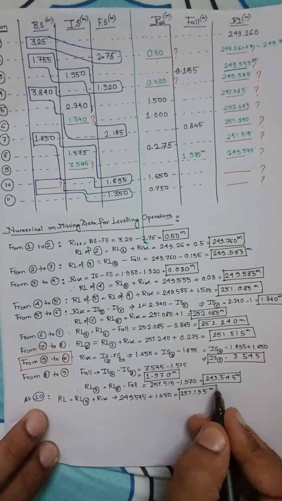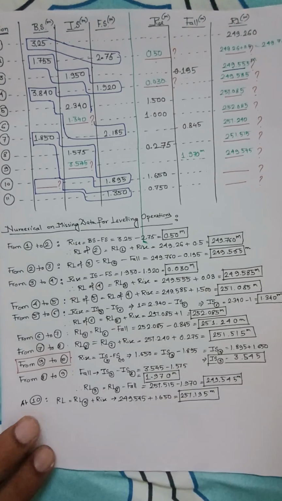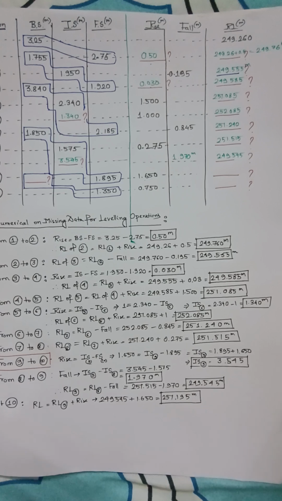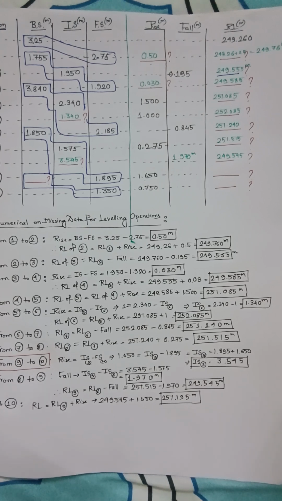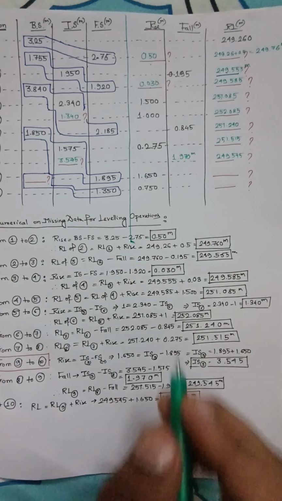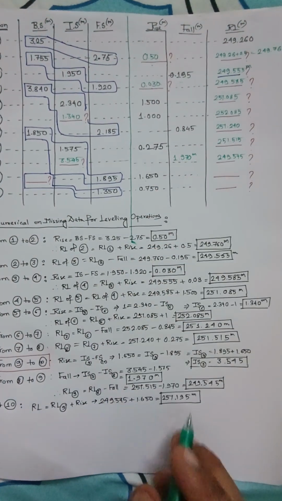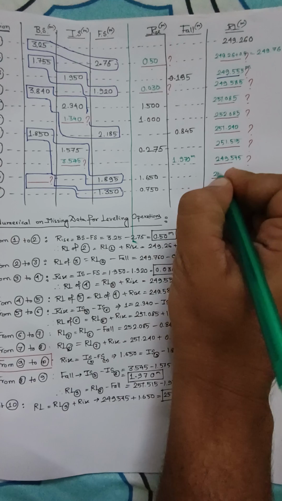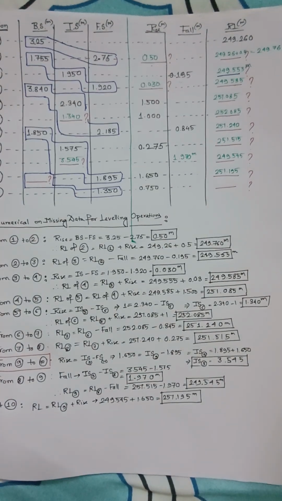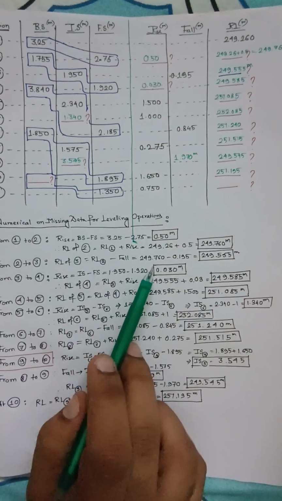251.595. Again, I'm telling you, if I'm making any calculation mistake, please pardon me, because I do not have any calculator right in front of me. I wish that you do the same in your free time. Practice it with the calculator on so you get the right result. So here we have the second last RL, which is 251.195. And now we are just remaining with the last two, this one and this one.